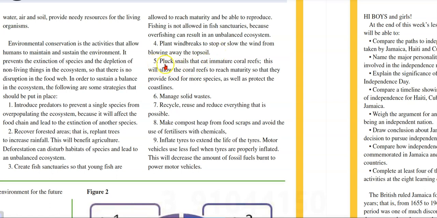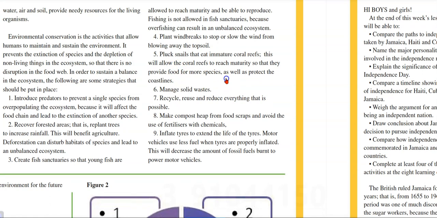Here, 5, pluck snails that eat immature coral reefs. This will allow the coral reef to reach maturity so that they provide food for more species as well as protect the coastlines. So we know that the sea snails can have an impact on the coral reef. So we try to control that particular impact so there can be balance in that particular ecosystem.